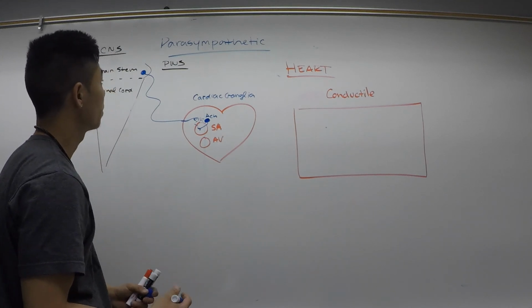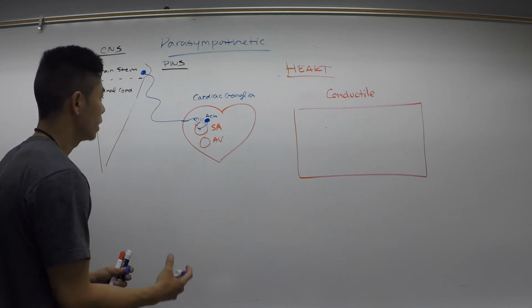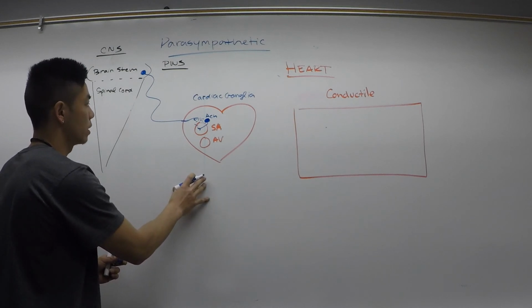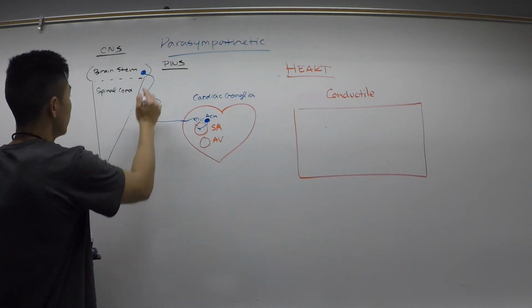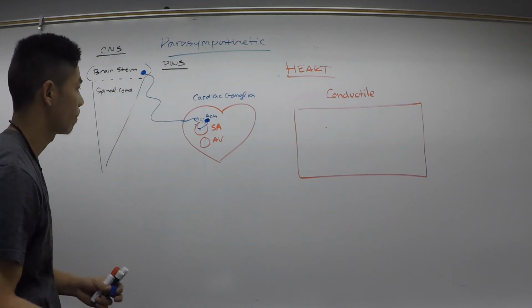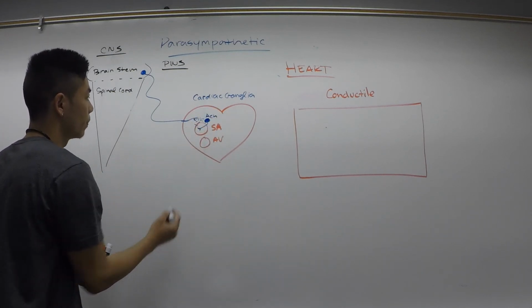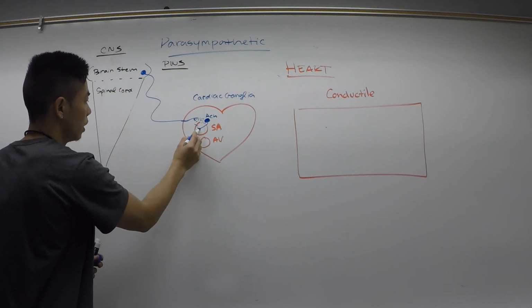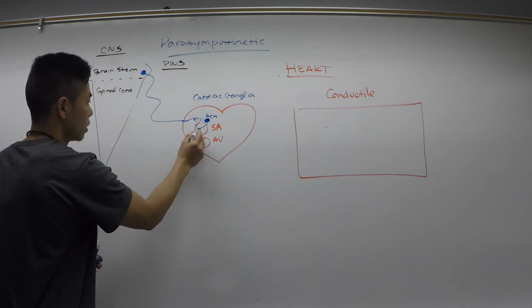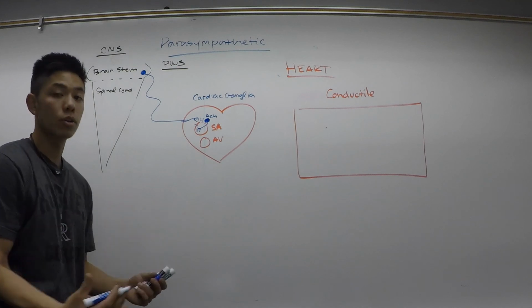But the main thing we want to remember for the parasympathetic is that it's only going to affect our conductile cardiomyocytes. And so our first order neuron, its cell body is going to be located in the brainstem. Our second order neuron, its cell body is going to be located in the cardiac ganglia. And so this second order neuron is going to release its neurotransmitter, and that's also going to be acetylcholine.